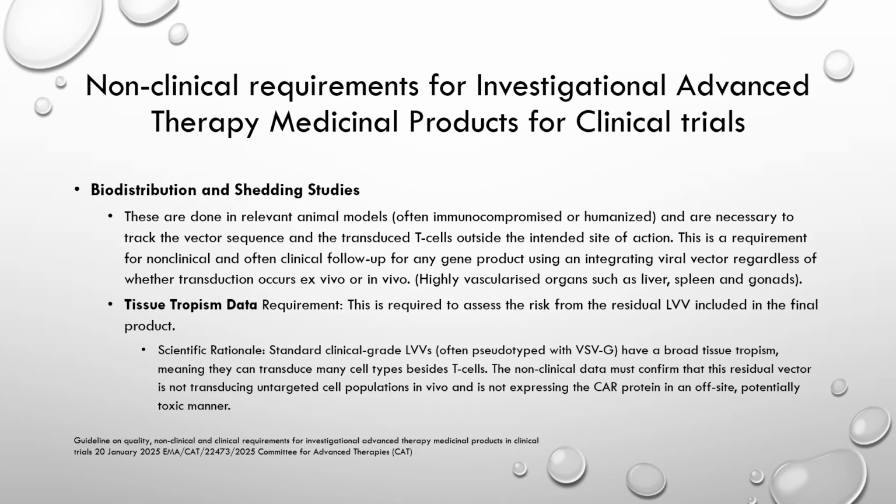Now, I want to talk about biodistribution and shedding, because I mentioned it previously, but I didn't talk about it in much detail, and I've been doing a little bit of digging in regard to that. So this is a requirement. These are done in the relevant animal models. They're often immunocompromised or humanized, and they're necessary to track the vector sequence and the transduced cells outside of the intended site of action. It's required for your non-clinical studies, and it's also required for your clinical follow-up studies.